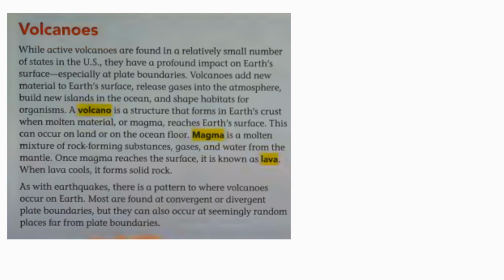Magma is a molten mixture of rock-forming substances, gases, and water from the mantle. Once magma reaches the surface, it is known as lava. When lava cools, it forms solid rock. As with earthquakes, there is a pattern to where volcanoes occur on Earth. Most are found at convergent or divergent plate boundaries, but they can also occur at seemingly random places far from plate boundaries.